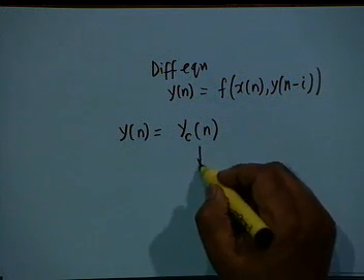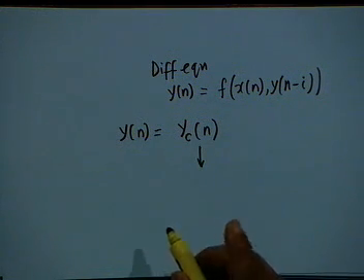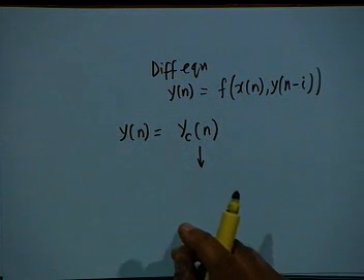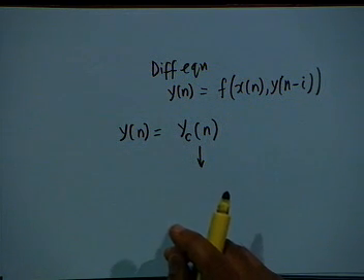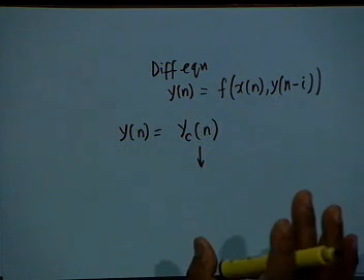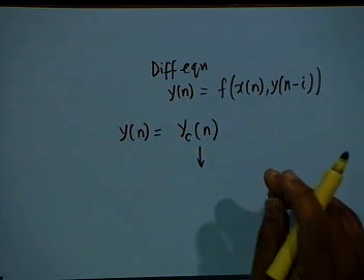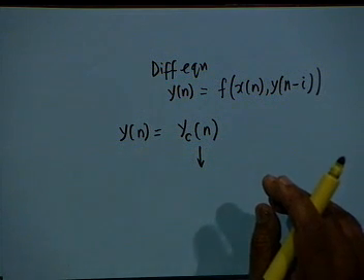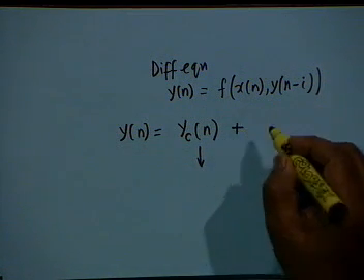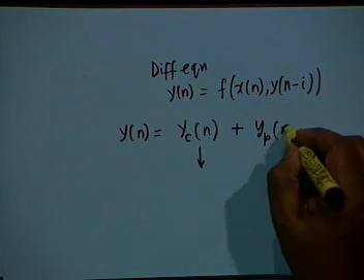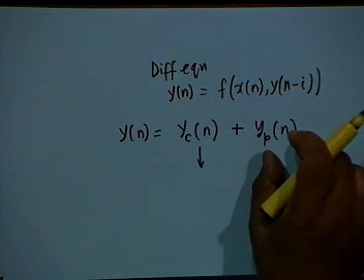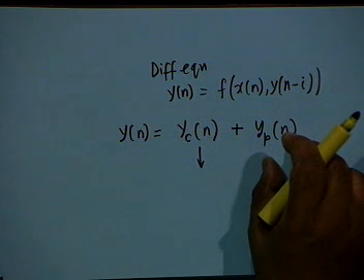The complementary function is the solution to the given equation with x of n equal to 0, that is, with x of n minus 1, n minus m, all of them equal to 0. This is the complementary function. In the differential equation, you put the right hand side equal to 0. It is exactly the same way, and added to a particular solution. Particular solution is the solution with x of n.